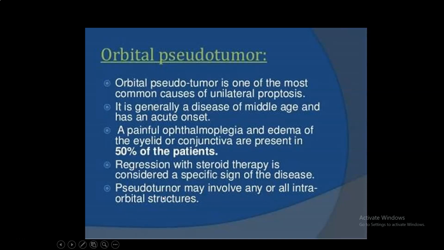So pseudotumor is an autoimmune inflammation depending on which part of the orbit is inflamed. If it is reaching the muscle, it is myositis. Reaching the nerve, it is optic neuritis. Reaching the fascia, it is fasciitis, and so on.